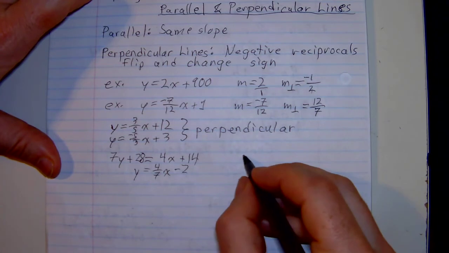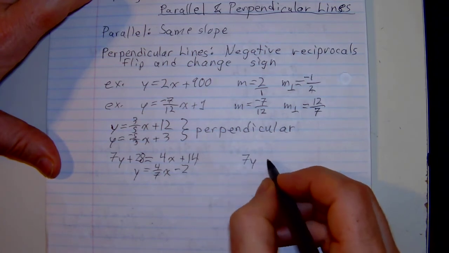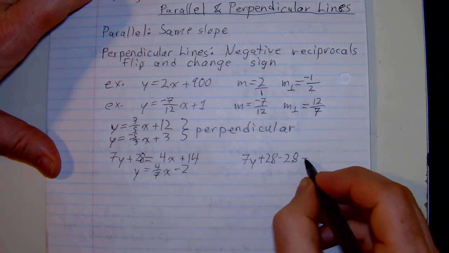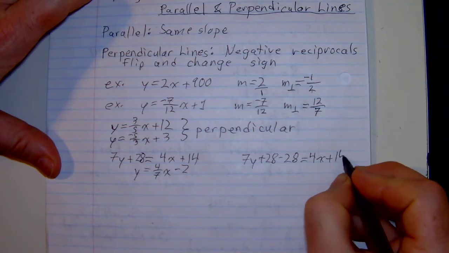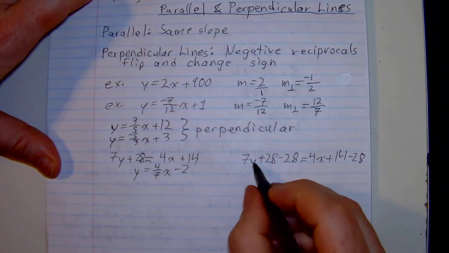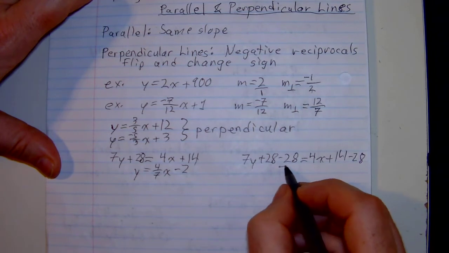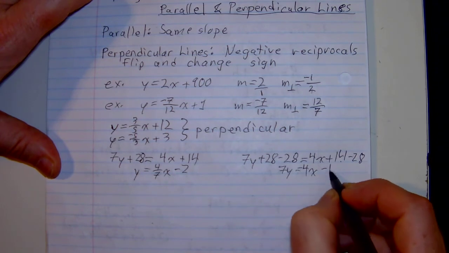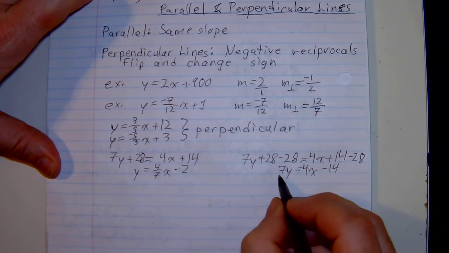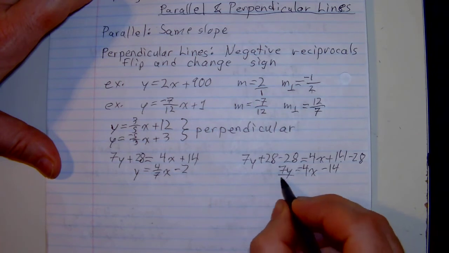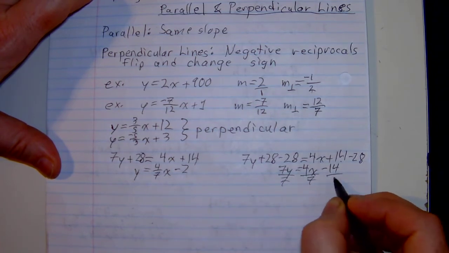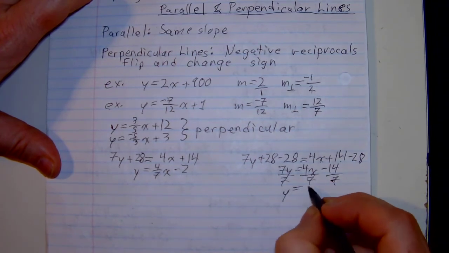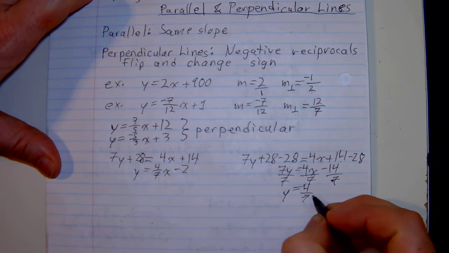Well, the first thing we need to do is get this one transformed to slope-intercept form. So I'm going to subtract 28 on both sides. And 28 minus 28 is 0, so 7y is all that's left. 4x, 14 minus 28 is negative 14. And since I want y equals, not 7y equals, I'm going to divide everything on both sides by 7 to make the 7 go away. 7 divided by 7 is 1. 1 times y is y. Here, 4 divided by 7, we're just going to leave it as a fraction.